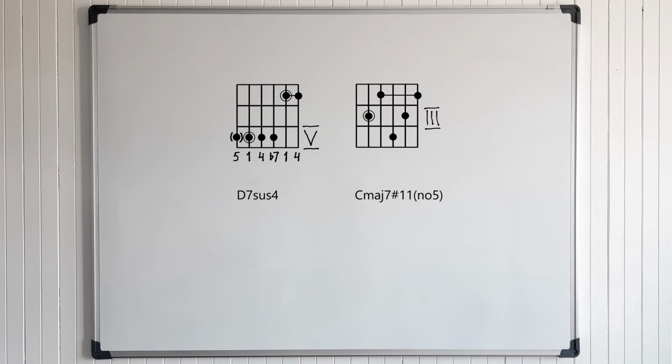Formally the key is G major, however we ignore this fact and stick to C as a center of modal gravity. For soloing we can use C Lydian mode on both chords or Mixolydian on D and Lydian on C.